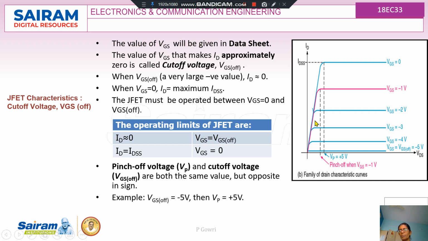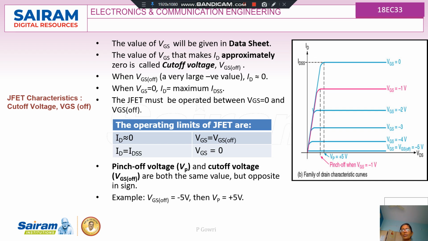So the pinch off voltage is equal to 5 volts, or it can be minus 1 volt. When VGS is equal to minus 1, there will be a pinch off at lower values. So here, when VGS is a very large negative value, ID will be equal to 0. That is, when VGS is equal to VGS off, my ID will be equal to 0. And when VGS is equal to 0, the current through the device I will be calling IDSS.